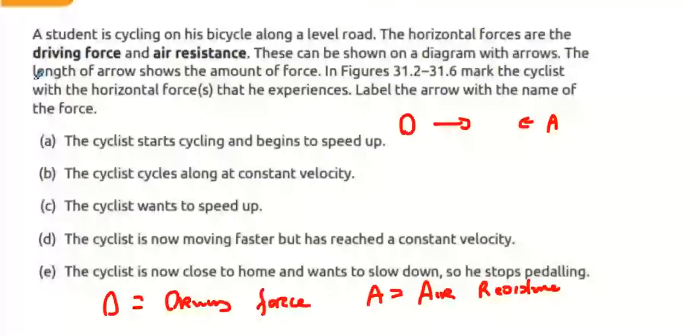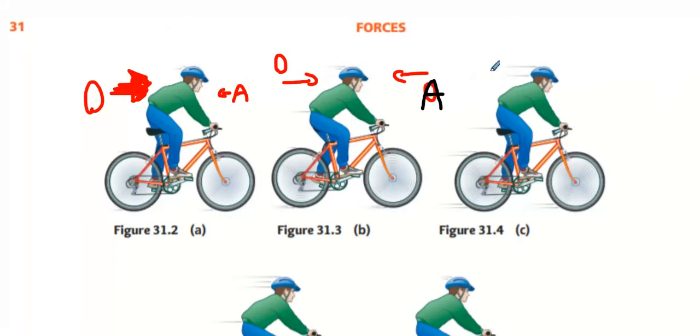Okay, part C. The cyclist wants to speed up. Now, wants is a weird word. Does he actually start it or not? Okay. Well, look, here's what we'll do. We'll draw an arrow here like so, and we'll just have one of them. They're going to be roughly the same size.